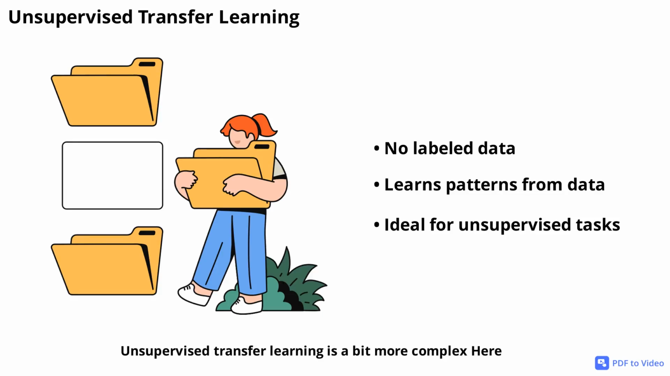Unsupervised transfer learning is a bit more complex. Here, neither the source nor the target task has labeled data. The model learns patterns from the source domain and applies them to the target domain, often using clustering or representation learning techniques. This approach is valuable when labeled data is unavailable or too costly to obtain.